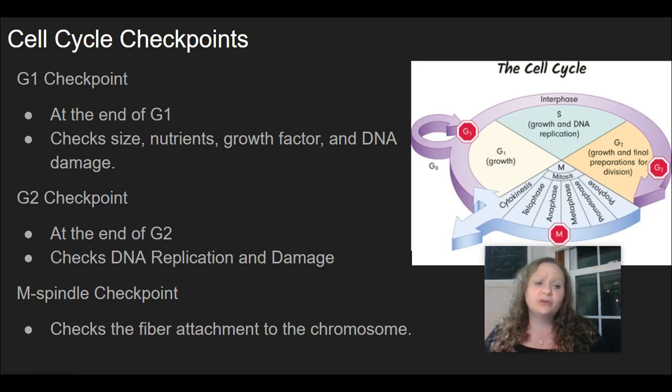Towards the end of the G2 phase, we're going to have another checkpoint where we're going to check again to make sure the DNA was copied in the S phase and that there's no damage that we can find. And then finally, about halfway through mitosis, there's going to be an M spindle checkpoint that's checking the spindle fiber attachments to the chromosomes. If these checkpoints aren't found to be the way they need to be, if the cell is not the way it needs to be at this point, then other things can happen to the cell.